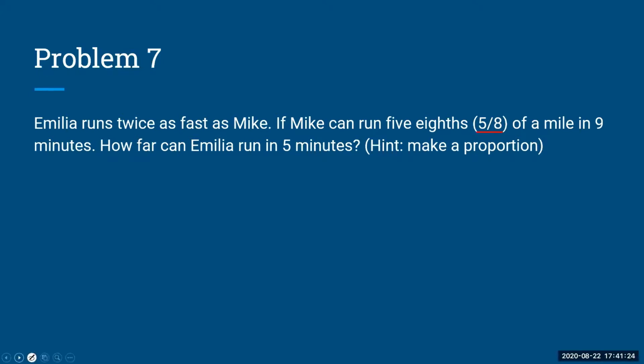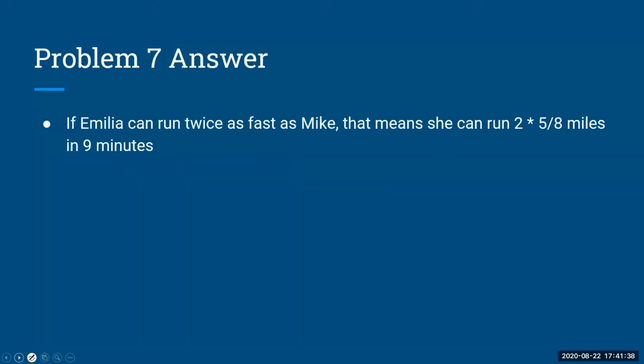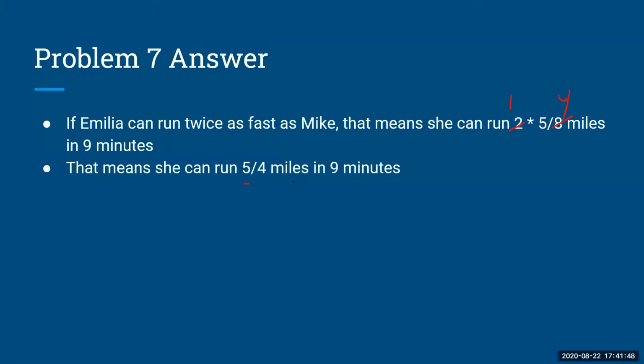Okay, let's see. So you don't have to do a proportion for this one. I'll put the answer soon. Okay, so Amelia can run twice as fast as Mike. That means she can run 5/4 miles in 9 minutes. You cross reduce this. So yeah, like I said, 5/4 miles in 9 minutes.